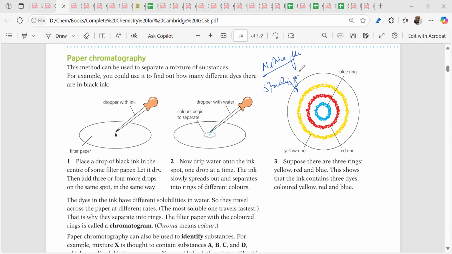Is it clear to you? In paper chromatography, we have two things. Mobile phase is a phase which travels. Stationary phase is a phase which will be stagnant. Is it clear? Do you get my point?